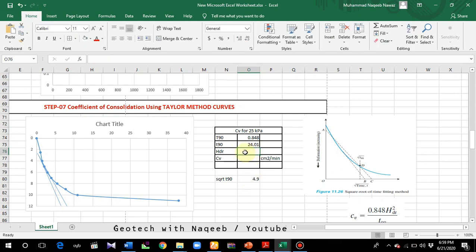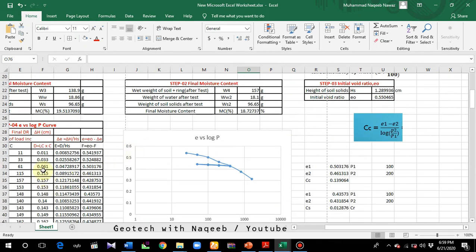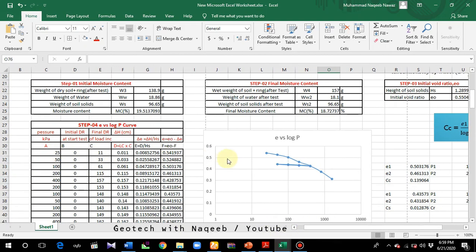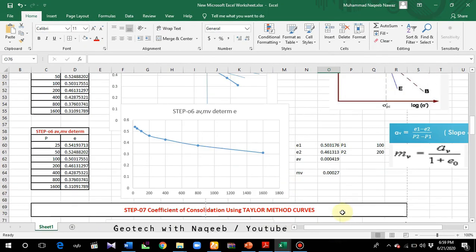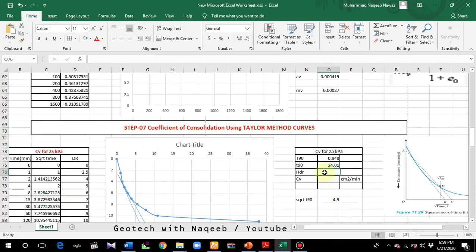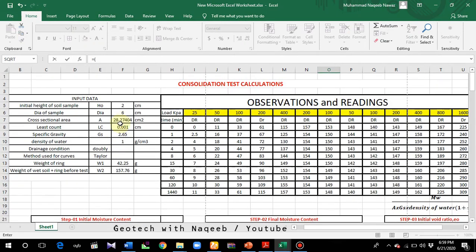Now HDR. HDR is basically, in some books it is written as H0 minus D50 divided by 2. But you can see after the application of 25 kPa loading, there is a change in height of the sample. So that is basically H0 minus this, after the 25 kPa loading. It is doubly drained, so we'll divide by 2 here for HDR. If it is singly drained, we'll not divide it by 2. So again, we'll select H0, and apply minus.